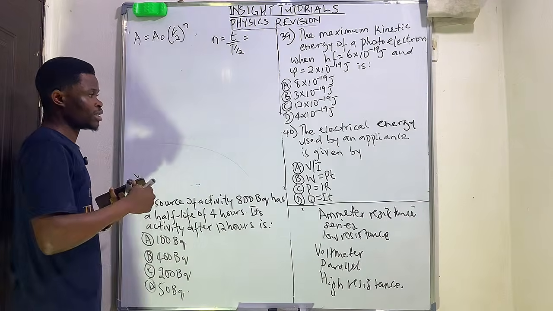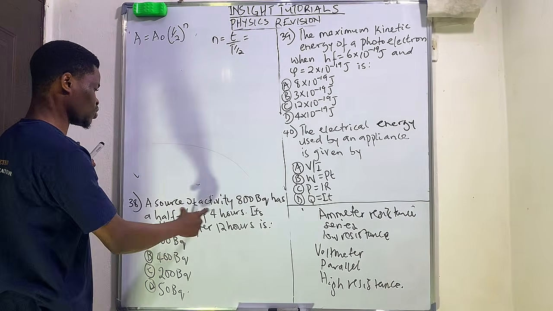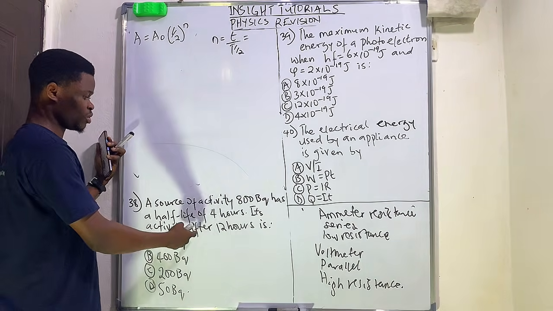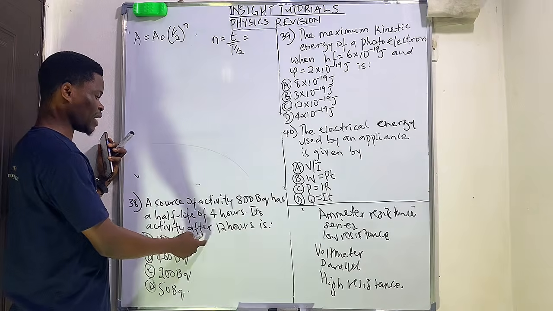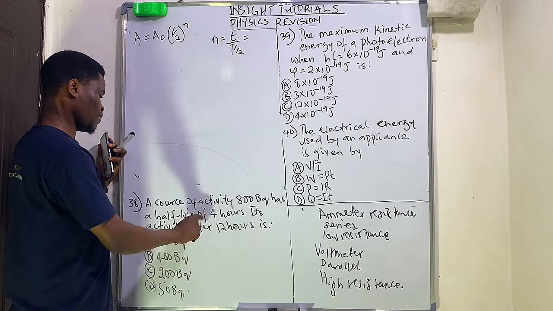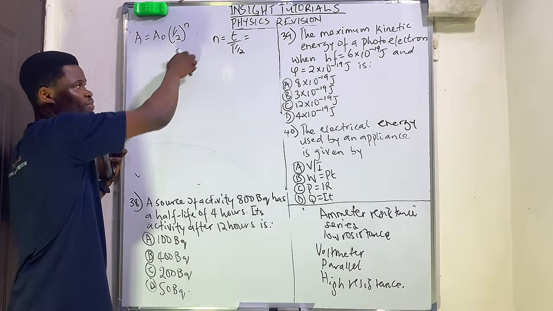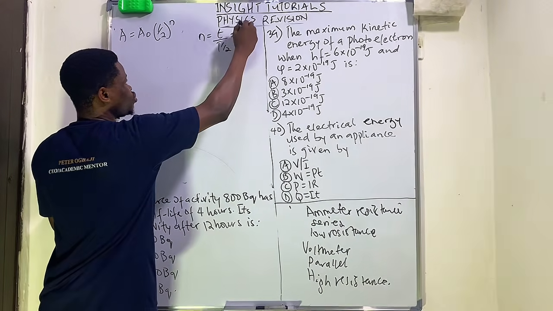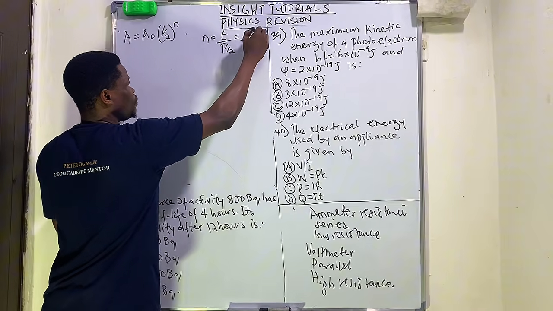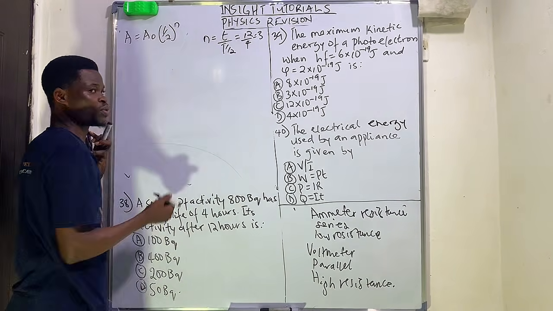This is actually the time it took for this particular source to decay, which is what? 12 hours. That's the activity after 12 hours, right? And then it has a half-life of 4. So for us to get this n, which is the number of half-lives, we're going to do 12 divided by what? 4. And if we do that, we're going to get 3 half-lives.